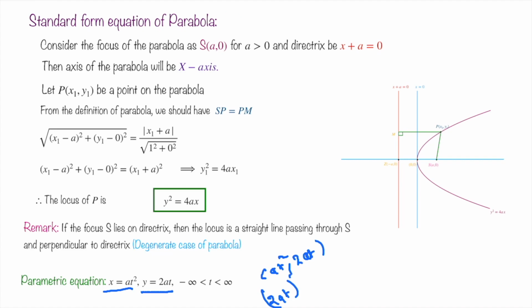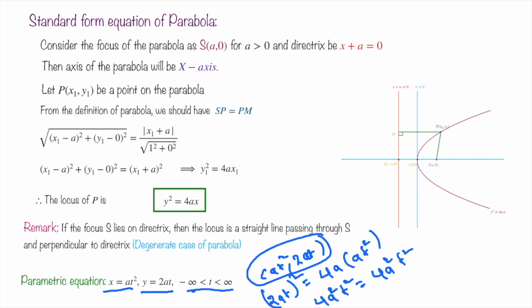So here (2at) whole square equal to 4a times x, what is x here? at square. You see now the left hand side is the same as the right hand side: 4a square t square equal to the same 4a square t square. That means for any t from minus infinity to infinity, this point (at square, 2at) will be a point on the parabola y square equal to 4ax. Not only that, any point on this parabola y square equal to 4ax will in fact be in this form for some choice of t, (at square, 2at). Okay, I can show you that.